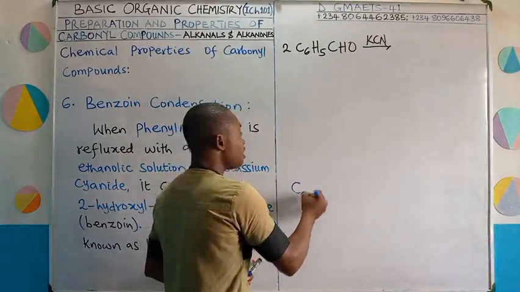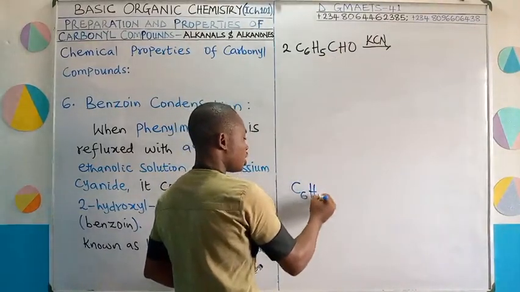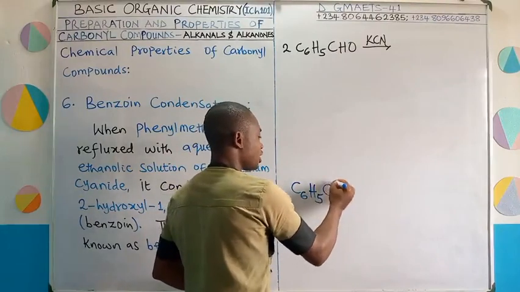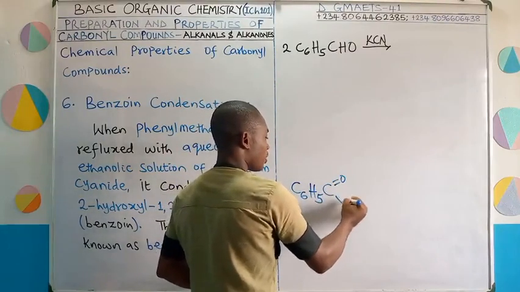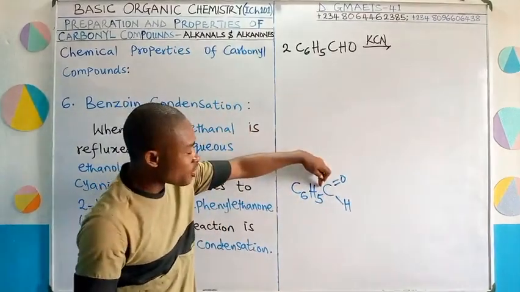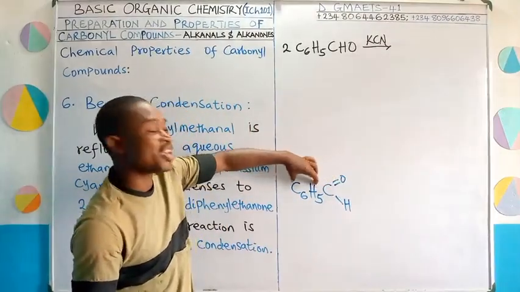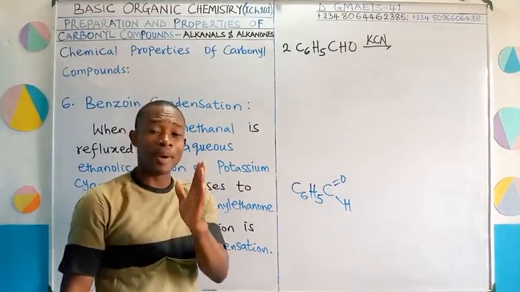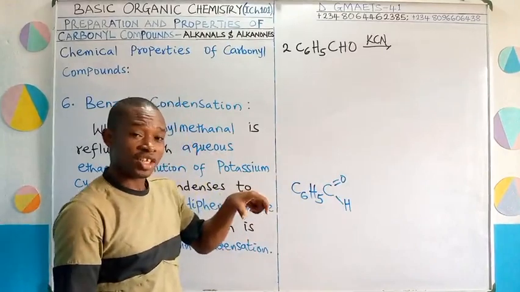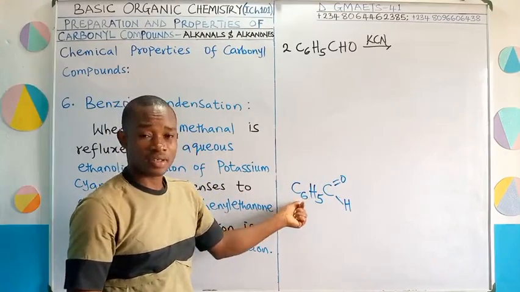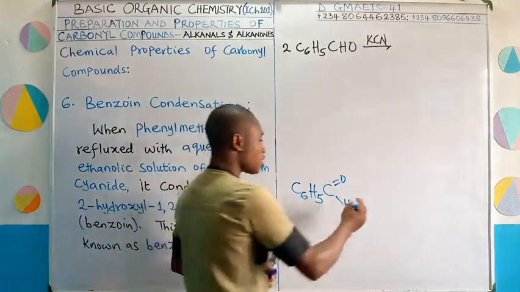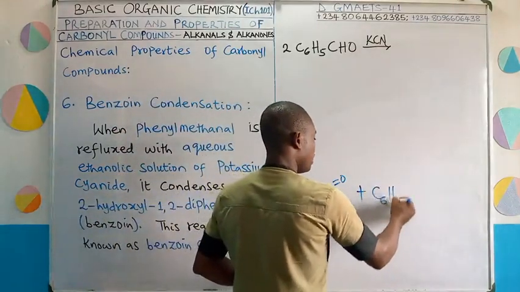We have our phenylmethanol, C6H5, phenyl, and then of course methanol. I'm going to expand this functional group part. Okay, this is phenylmethanol. It is as if the hydrogen in methanol is replaced with a phenyl group. Remember, methanol is HCHO. So that H is replaced with what? C6H5, phenyl. So you have phenylmethanol. Now it's going to condense with another phenylmethanol.